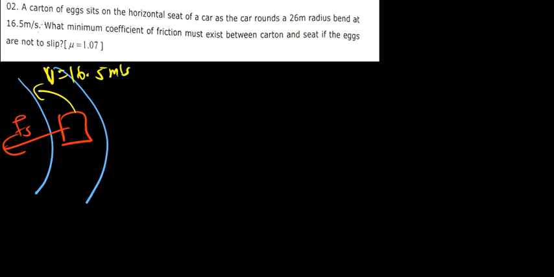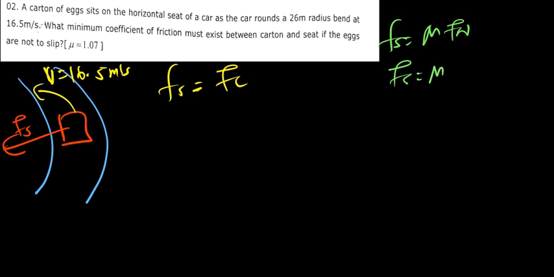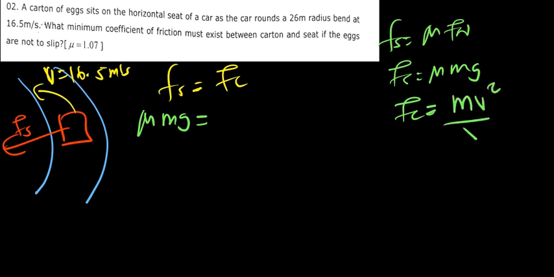Now you start. The friction force will be equal to the centripetal force. Then you know that friction force is equal to mu times the normal force. But the normal force is mg. So you replace this with mu times mg is equal to, what is centripetal force? Centripetal force is mv squared divided by r. Replace that one with what you have here.